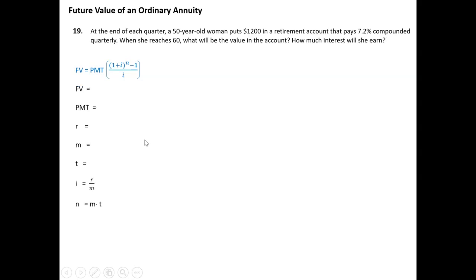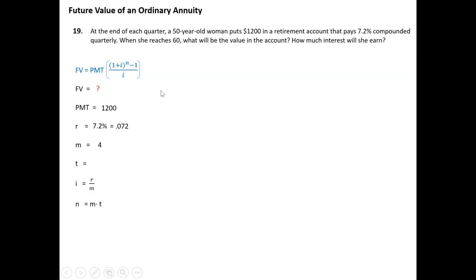Okay, for this one, it's a different formula now. It used to be 5.3 in the book, but now it's 5.2. So again, there are always 7 things: 1, 2, 3, 4, 5, 6, 7. Let's see what we're looking for. It says, when she reaches 60, what will be the value in the account? So we're looking for the future value again. The payments are $1,200. The interest rate is 7.2%, which will give us 0.072. Compounded quarterly, so my M will be 4.